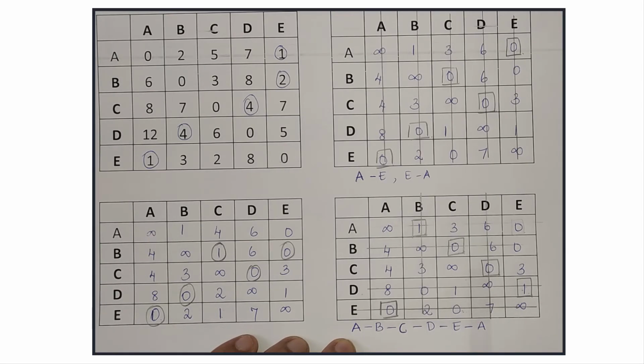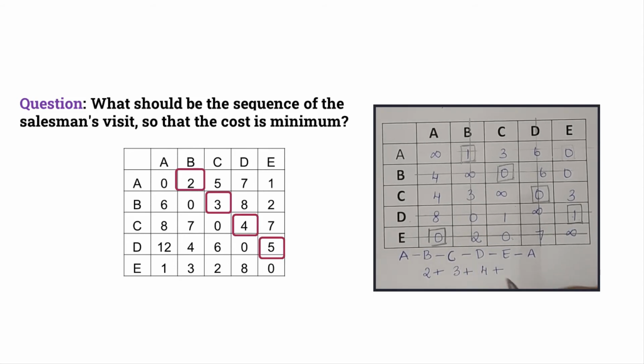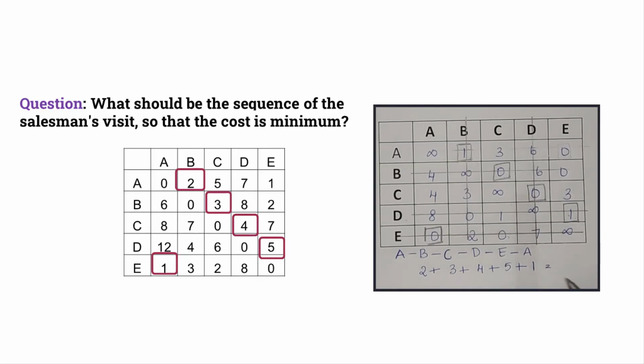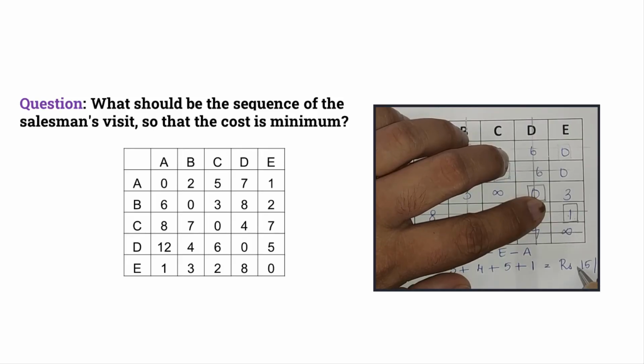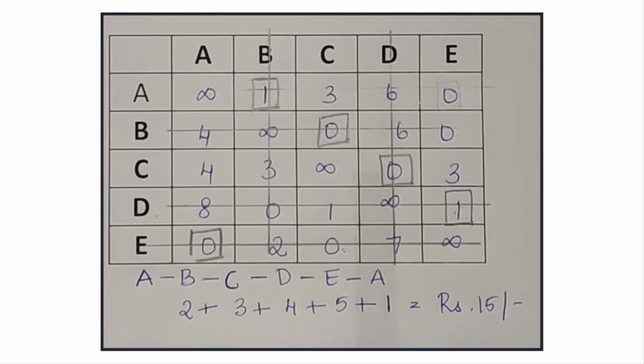We'll also look into the traveling cost. The traveling cost is allocation 2 plus 3 plus 4 plus 5 plus 1, which is equal to rupees 15. So this is the optimized table, the route as well as the minimum cost that he would incur.